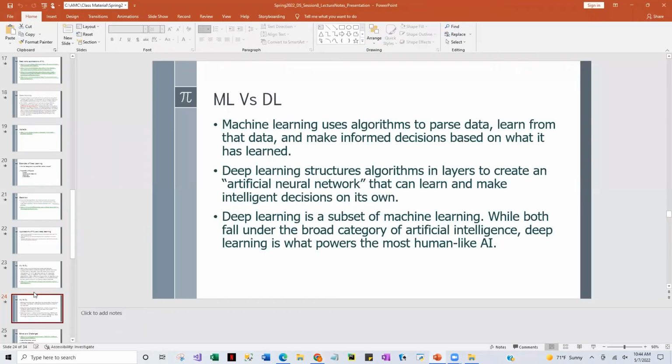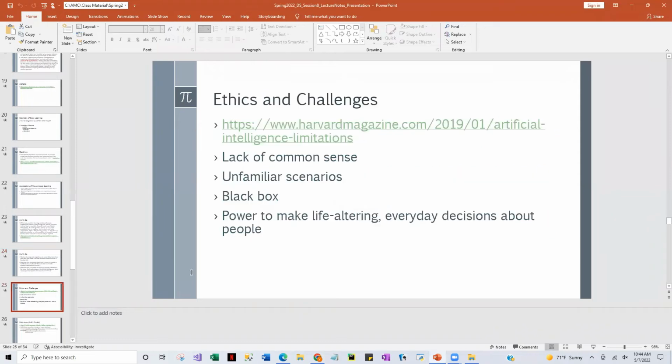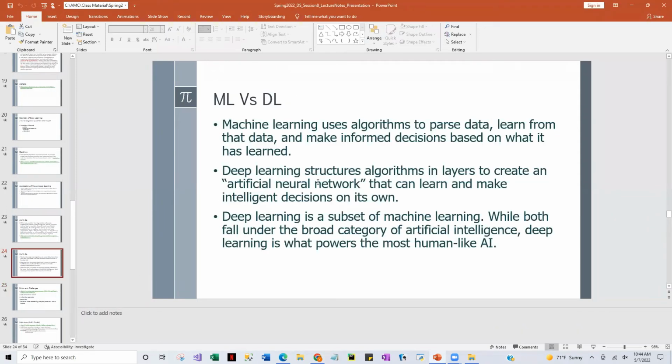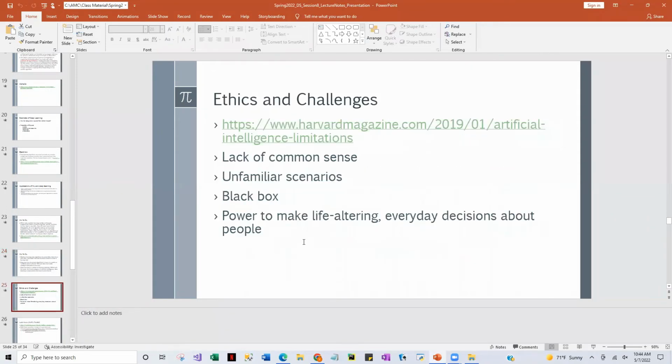Okay, let's go back here. We are talking about machine learning and deep learning, right? You also know about ethics. Can you define what ethics is, and what do you mean by ethics to you? When I give you the word ethics, what comes to your mind?